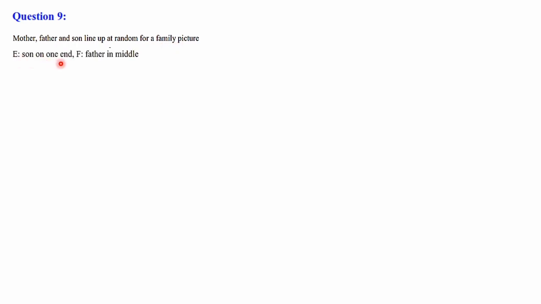Next we shall discuss question number 9. The question is, mother, father and son line up at random for a family picture. E: son on one end, F: father in middle. So two events are given. Here M, F and S we can take. That is, let mother M, father F and son S line up for the family picture.